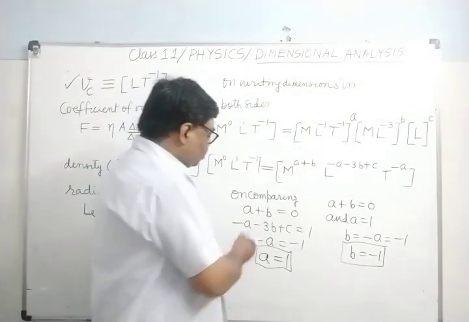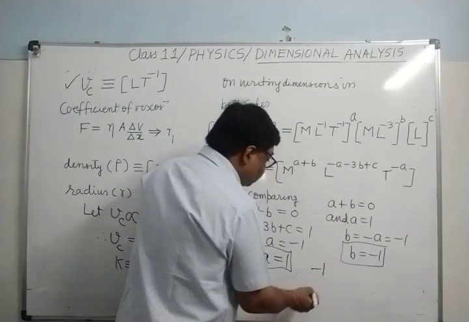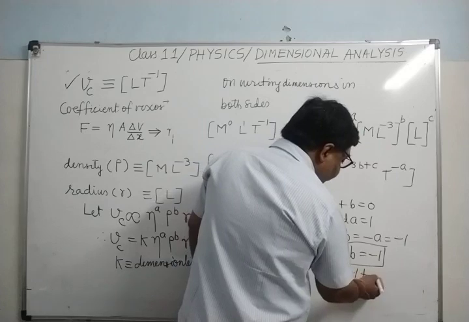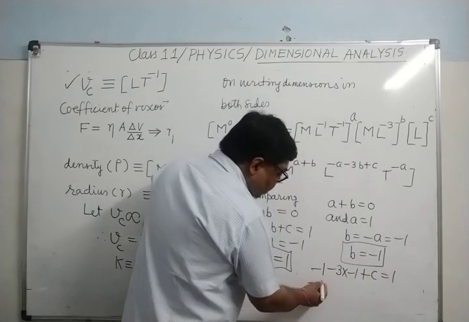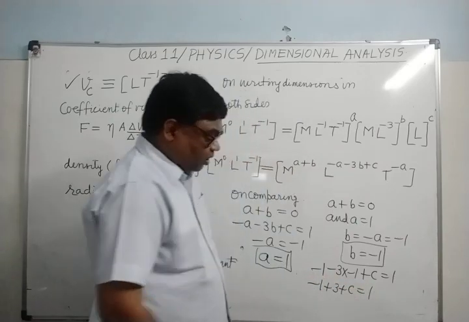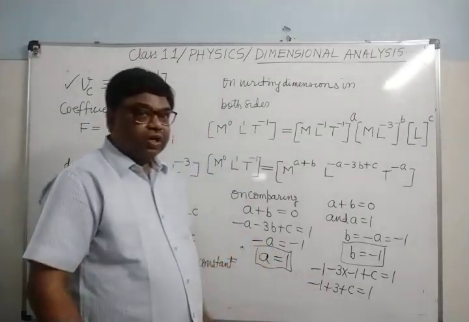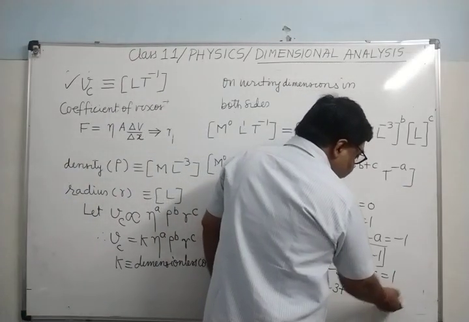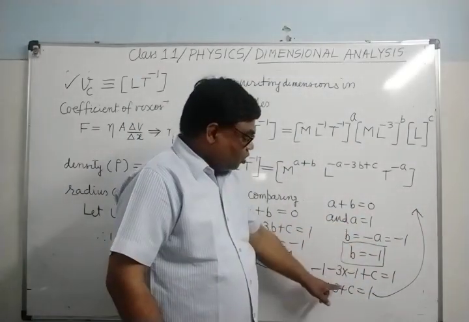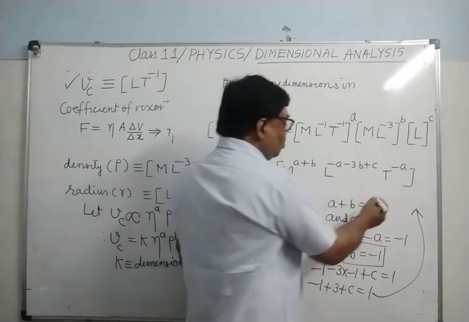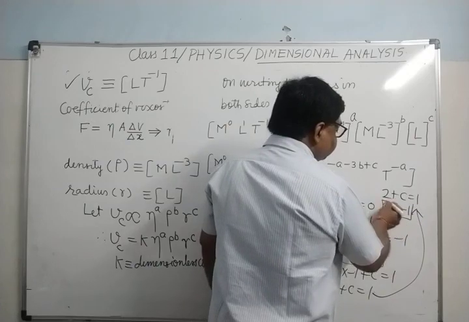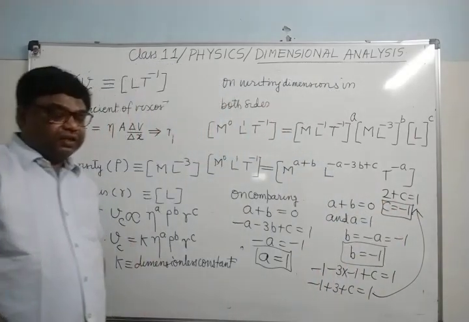So what will be the c? If you substitute, it is minus 1 minus 3 into minus 1 plus c equals 1. So minus 1 plus 3 plus c equals 1. So what will you get from here? You can see it will not be visible, so I am doing it here. It's clear. Perhaps it will be visible now. So 2 plus c equals 1. So c equals minus 1.